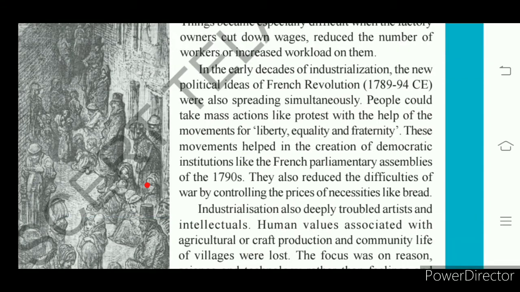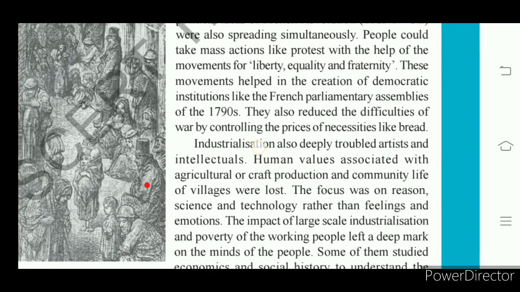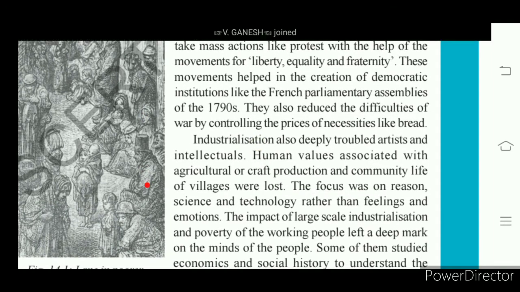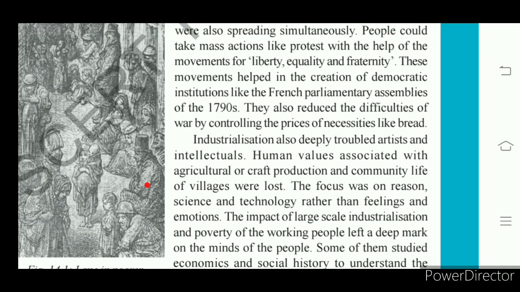French people during the French Revolution suffered to get a loaf of bread, a piece of bread, that was very high in price. So due to the French Revolution, they succeeded in controlling the prices of bread. There, the women walked in the streets protesting the hike in the prices of bread. They demanded, "We want bread."